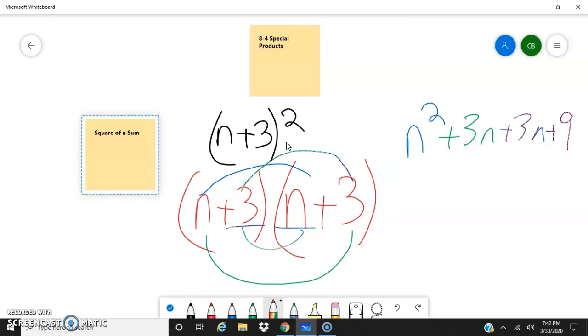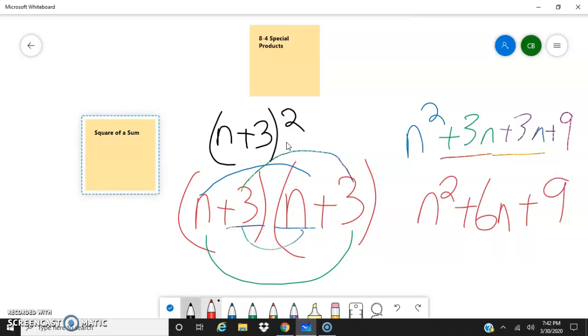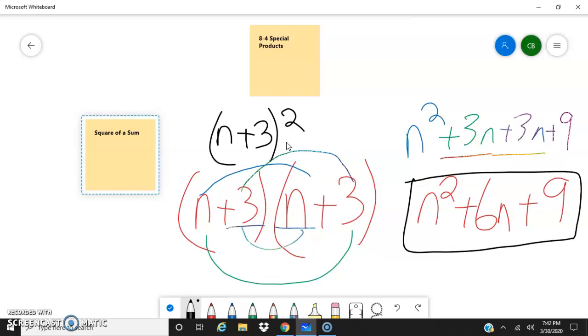Once we FOIL, we go ahead and combine like terms next. My n terms there in the middle, I can combine those. So I get n squared plus 6n plus 9 as my final answer.